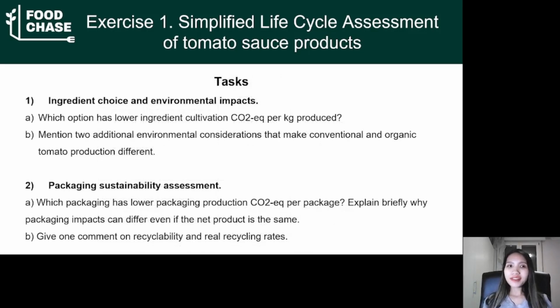The first task is about ingredient choice and environmental impacts. You have to answer which option has lower ingredient cultivation impact, which is measured in CO2 equivalents per kilogram produced. You have to mention two additional environmental considerations that make conventional and organic tomato production different.